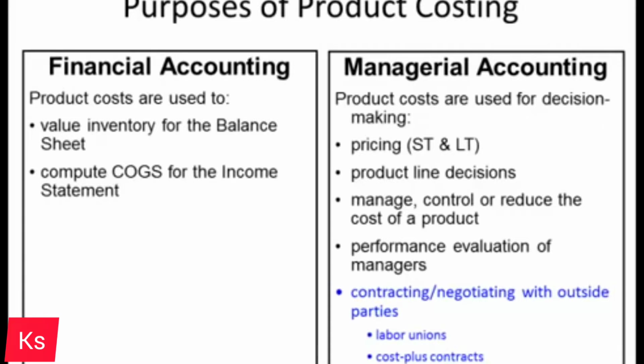For management accounting purposes, however, we need good cost information for a variety of different decision-making purposes. We need good product costing information so that we can make good pricing decisions, good product line decisions, meaning what we want to sell and what we don't want to sell. We need good information so that we can manage and control and reduce the cost of our products. We also need good information with which to evaluate our managers, those managers that are responsible for controlling costs. And then finally, as we saw in our last class, the Forrest Gump case, we need good cost information, potentially for contracting with outside parties. So there's a variety of uses for cost information within a managerial accounting context.